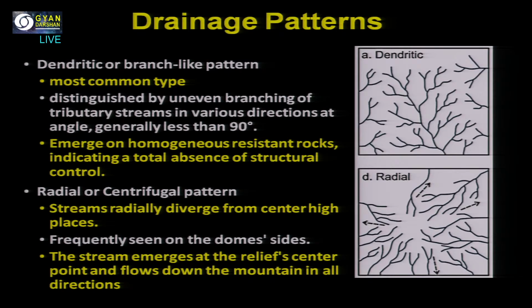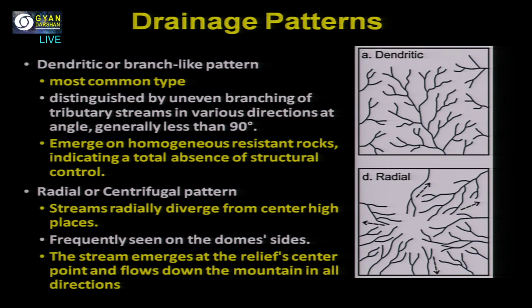So this is also termed a branch-like pattern, and this is one of the most common types of drainage pattern. They are distinguished, as you can see in this figure, by uneven branching of tributary streams in various directions. Generally these directions are less than 90 degrees, and this emerges on homogeneous resistant rocks, which indicates a total absence of structural control.